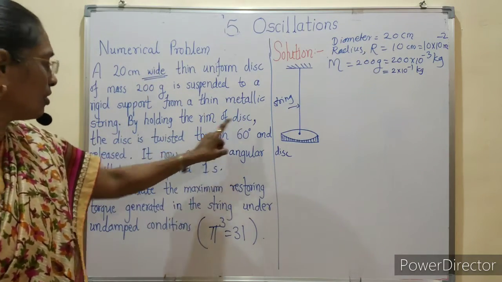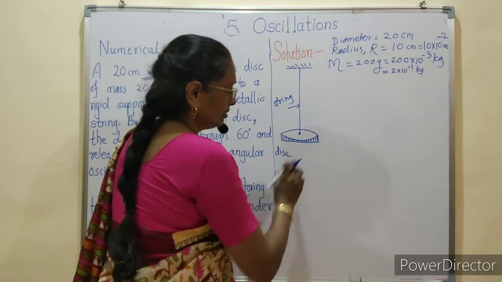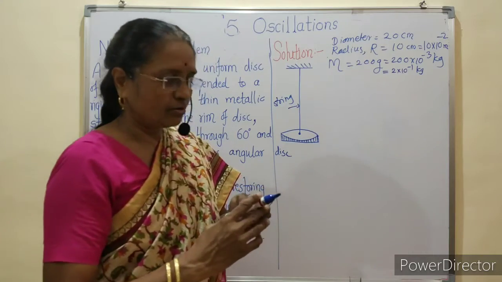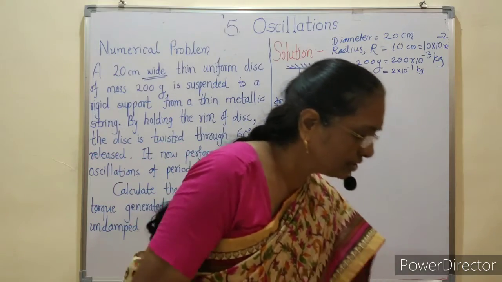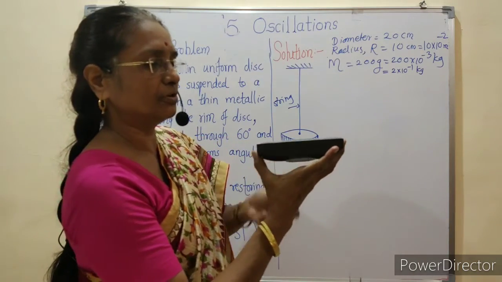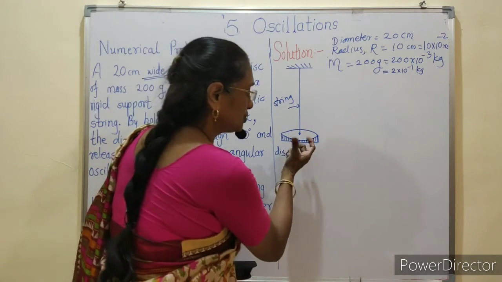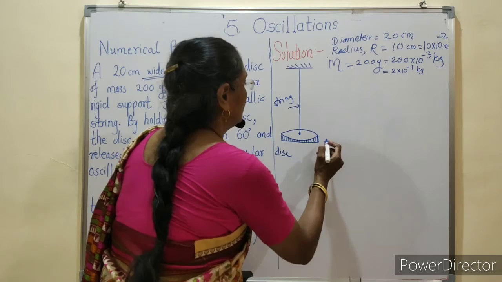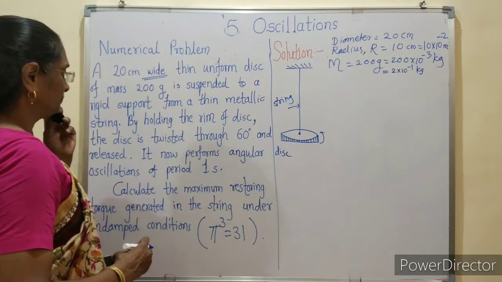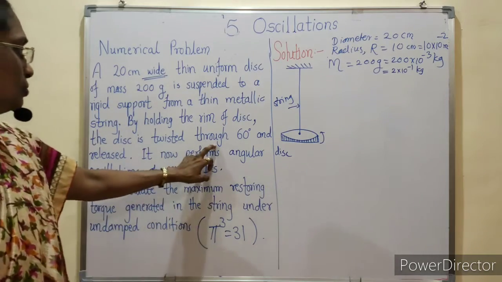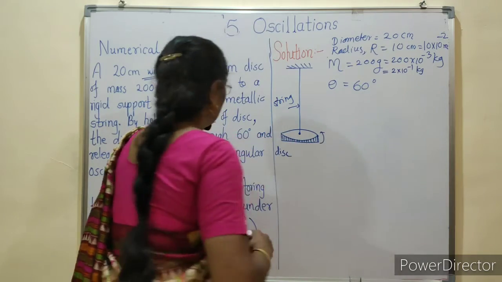By holding the rim of the disc, the disc is twisted through 60 degrees. It is just like our rotation. For any body, we rotate the body in this way: we twist it and then rotate. Similarly here, the disc is twisted through 60 degrees, so theta is equal to 60 degrees.